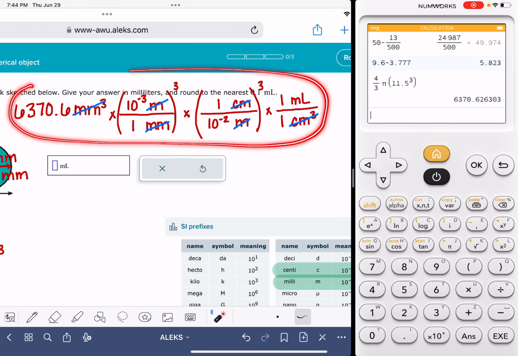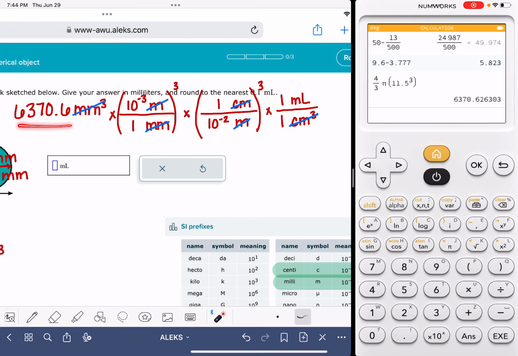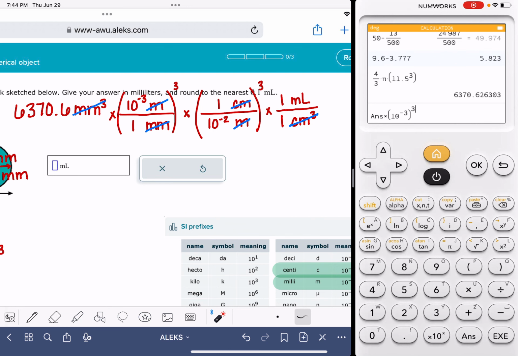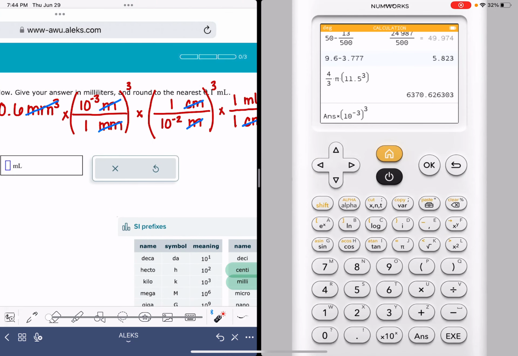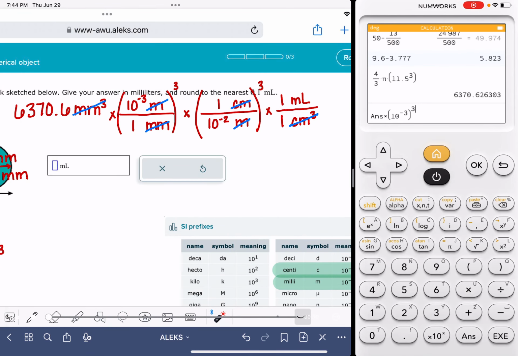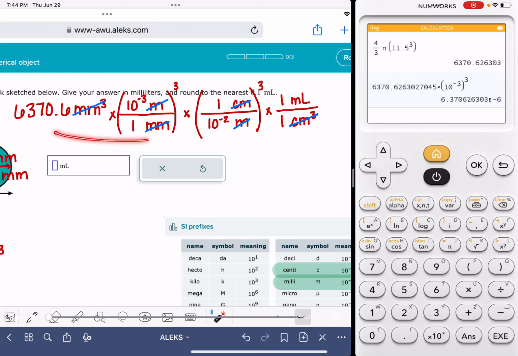So now we're ready to do all of this math. I already have this number saved in my calculator, so the next thing I'm going to do is take my answer and multiply it by 10 to the negative 3, and I want to make sure that I'm including that 3 exponent up there. I have to make sure that's being included. So we'll do the math on that. That is this step, and now I'm ready for my next step.